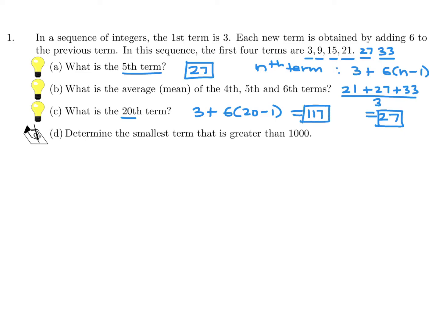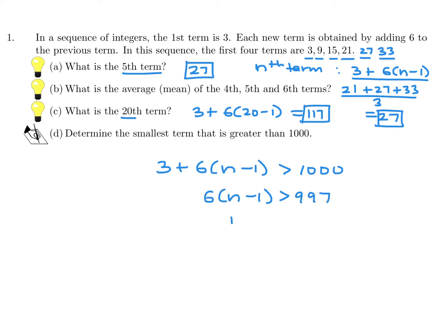Determine the smallest term that is greater than 1,000. So this general term definitely helps us now again. So we want this to be greater than 1,000. So just solve for this. So 6n minus 1 would be greater than 997. And then n minus 1 would be 997 divided by 6, which is about 166.1. And therefore n would be greater than 167.1. And therefore that smallest n, since n is an integer, would be 168.